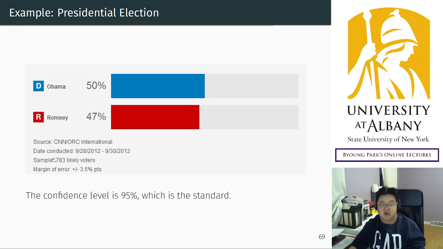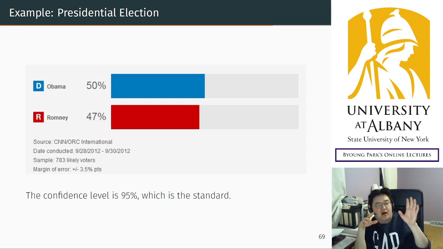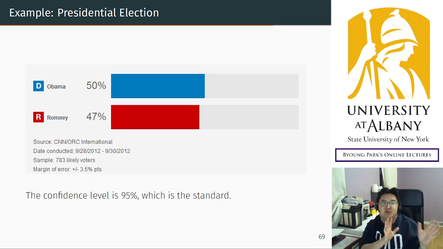Sample size we learned. At the end of this slide I will show you how CNN calculated this prediction. And even if it's not shown here, the confidence level is 95%, which is the standard confidence level. So I think that's why it's not explicit on this graph.